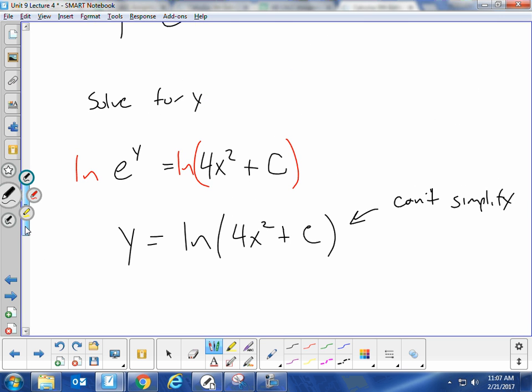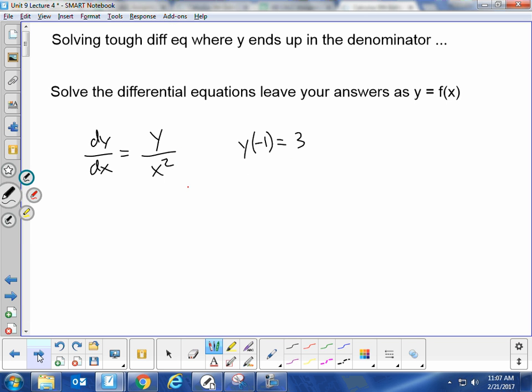And that's it. We know those properties. We know how to solve for y's and e's and with logs. We're ready to tackle these tougher differential equations. Okay? So here's the first example. We have dy dx equals y over x squared, and we're given an initial condition y of -1 is equal to 3.